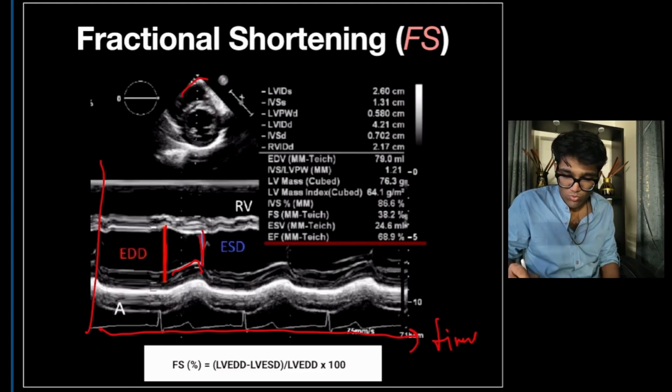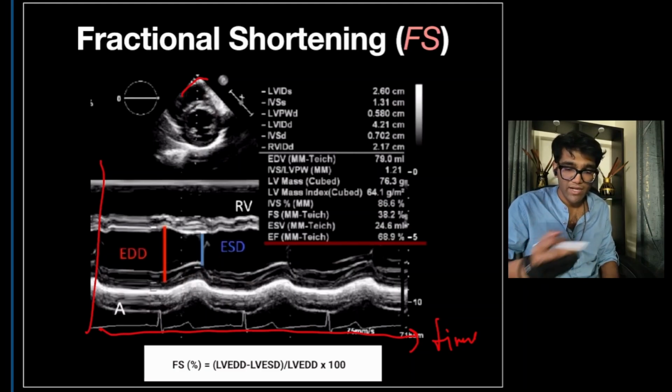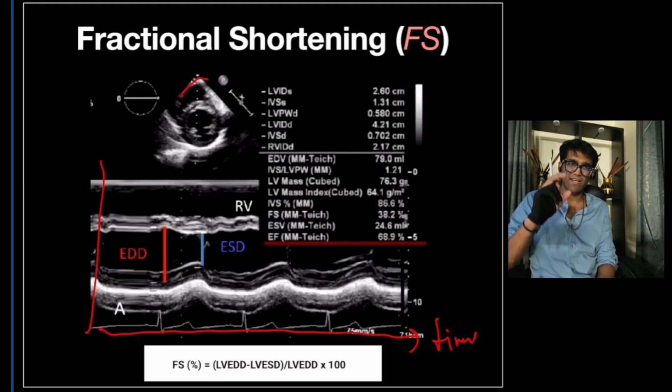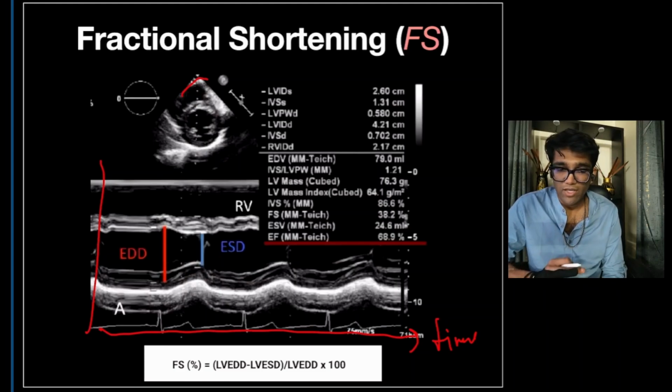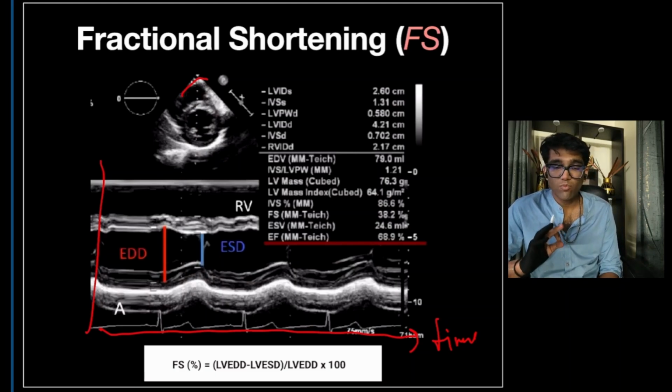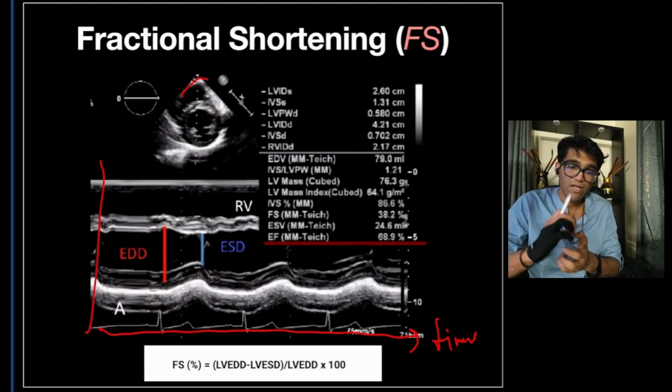So what we do is we find the difference between the LV end diastolic diameter and the LV end systolic diameter, and then divide it by the LV end diastolic diameter. So that is a fraction, and multiplied by 100 to make it a percentage, that represents our fractional shortening. And fractional shortening is basically what? It is a marker of the radial contraction that is occurring.